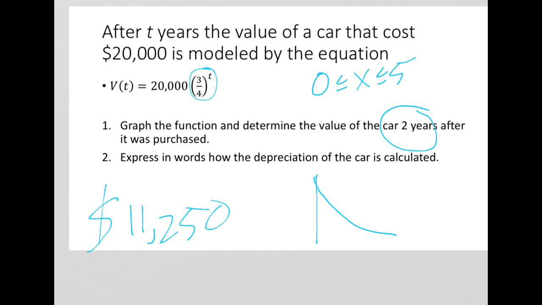Now go ahead and trace to the x value of 2, and you should get the y value of 11,250. And remember, we're talking about dollars. So after 2 years, this car depreciated from $20,000 to $11,250. I keep saying the dollar thing's weird, but that's a lot of lost money, so be careful.